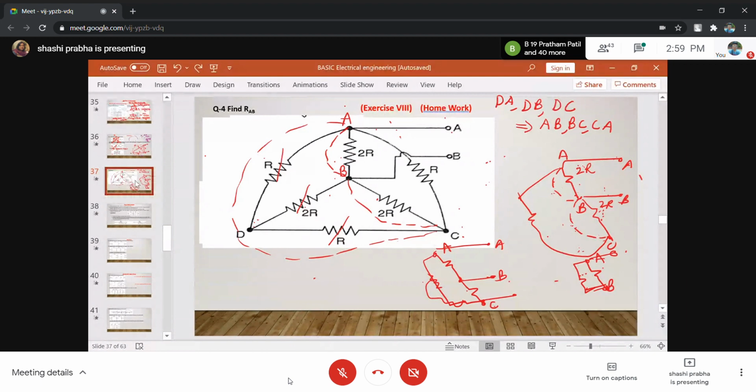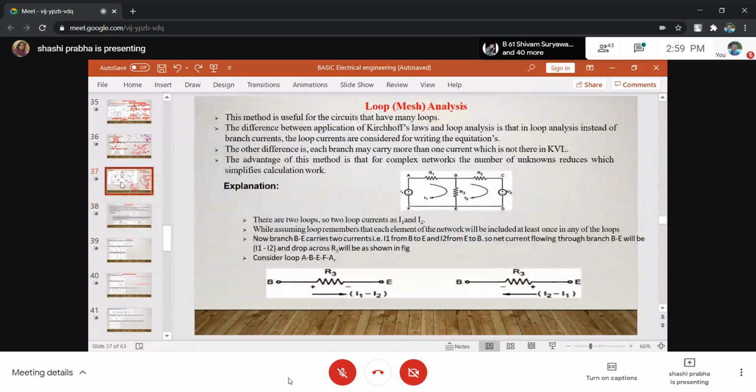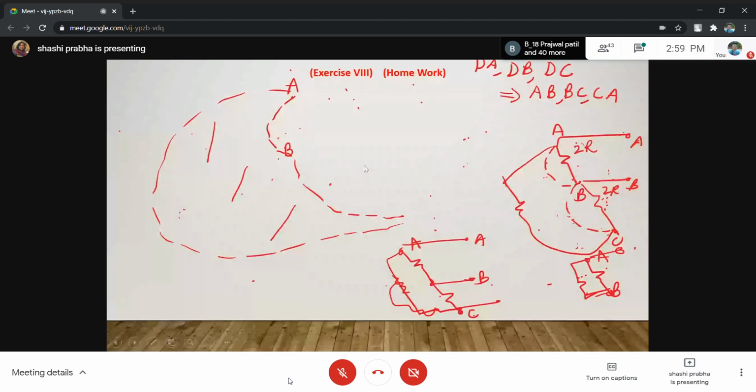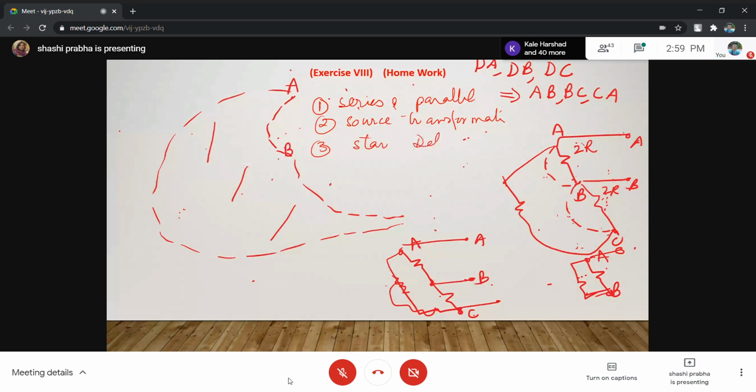Now we'll meet on Tuesday. You have 2 days of holidays. So what do you have to finish? You have to finish numericals on series and parallel, which we did last time. You have to do source transformation and you have to do star-delta. From this we are expecting at least 10 marks. Out of 80, 10 marks of numericals will be coming.